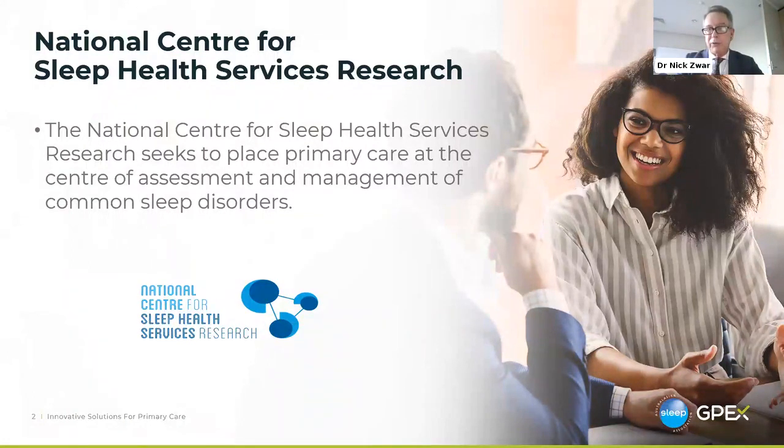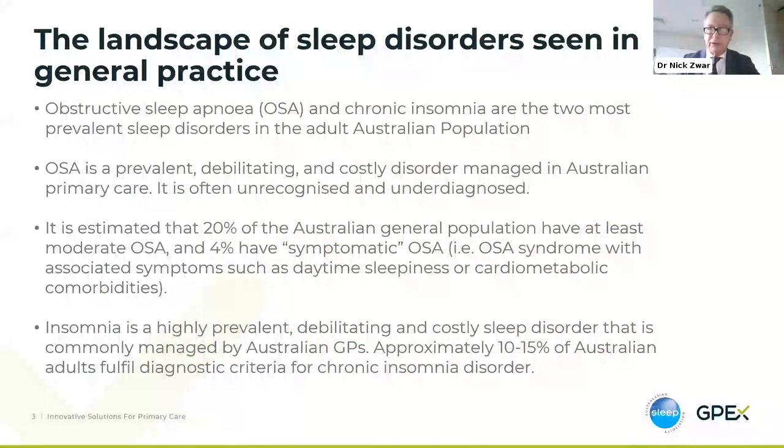And sleep health, and healthy sleep, is a very important part of a healthy life. Just a very small amount about the prevalence of these conditions. Obstructive sleep apnea and chronic insomnia, as I said, are the two most prevalent sleep conditions that we see in the Australian population, and therefore we see in primary care. And OSA is prevalent, it can be debilitating and it's costly, and it's a big part of management in primary care, but we know it's often unrecognised and underdiagnosed, and there are some challenges as well in treatment.